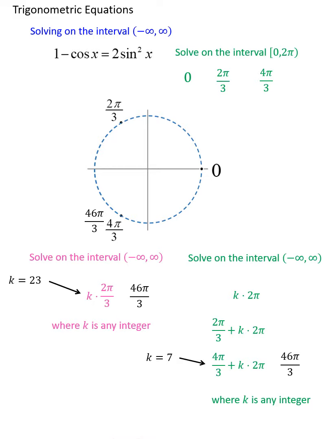I'm not suggesting when you're done with a problem, plug in random k's. Nobody does that. I'm plugging in seemingly random k values to prove a point. You see, with the solution on the right, there is a k value that generated 46 pi over 3. For the solution on the left, there is a k value that generated that same thing. And these two sets of numbers, these two infinite sets, one expressed on the left in pink and the other on the right in green, both represent the same infinite list of numbers.